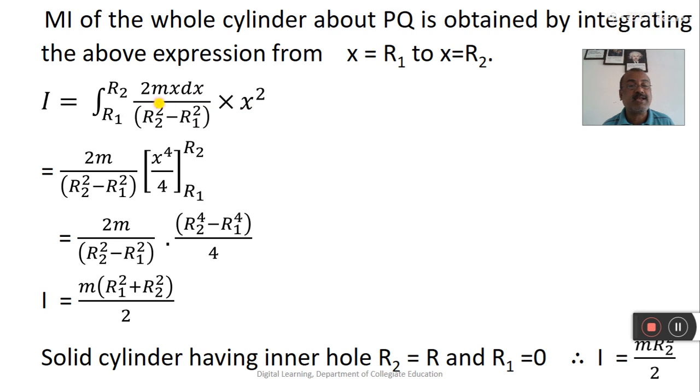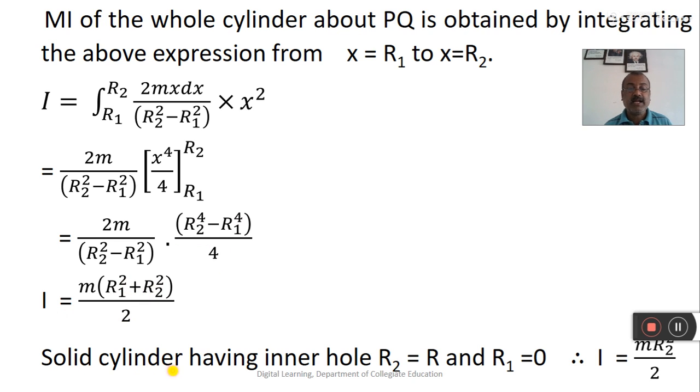If we integrate and simplify the above equation, m, R1 squared and R2 squared are all mere constants, hence we can take them out. x is the only variable, so x cube dx will remain. If we integrate, we get x to the power of 4 divided by 4, from R1 to R2. That gives 2m divided by R2 squared minus R1 squared into R2 to the power of 4 minus R1 to the power of 4 divided by 4. Moment of inertia is given by m into R1 squared plus R2 squared divided by 2.